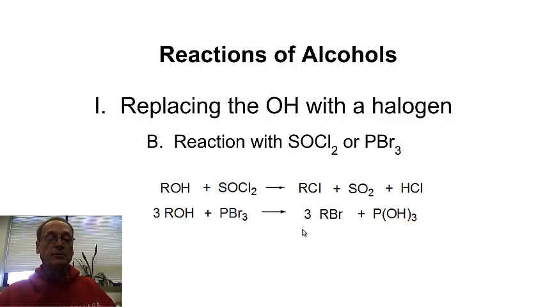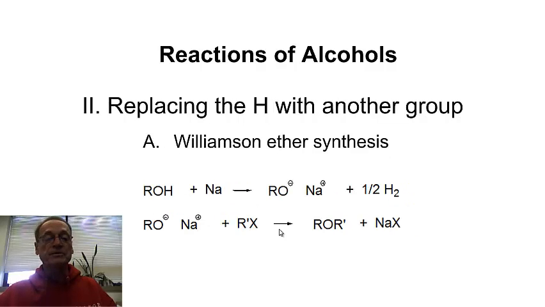And so just to summarize, there's 5 reactions in which you can replace an OH with a halogen. You can use HCl, you can use HBr, you can use HI, you can use thionyl chloride, or you can use phosphorus tribromide.